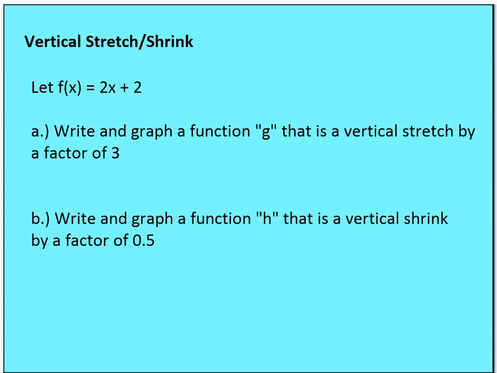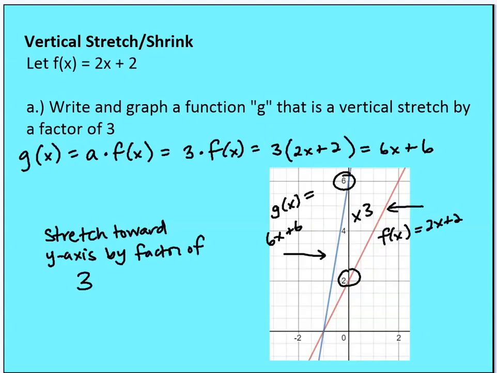All right, so I'm going to give you an example of the vertical stretch or shrink. f of x is equal to 2x plus 2. I'm going to write and graph a function g that is a vertical stretch by a factor of 3. And I'm going to write and graph a function h that is a vertical shrink by a factor of 1/2. Okay, so I'm going to take the first one, 2x plus 2, so it's a factor of 3, so a becomes 3 times f of x. 3 times 2x plus 2 becomes 6x plus 6.